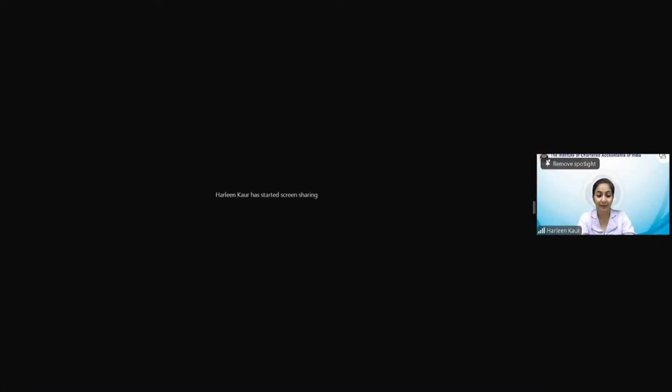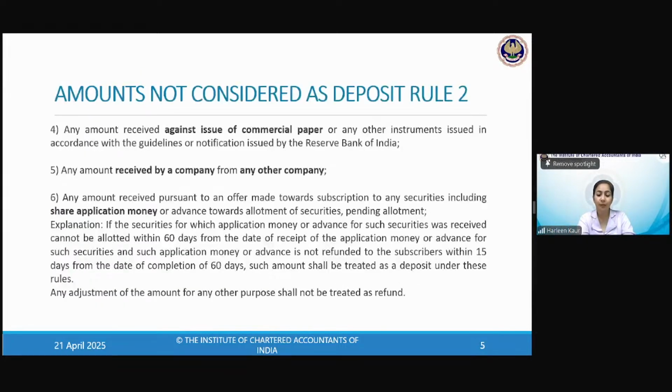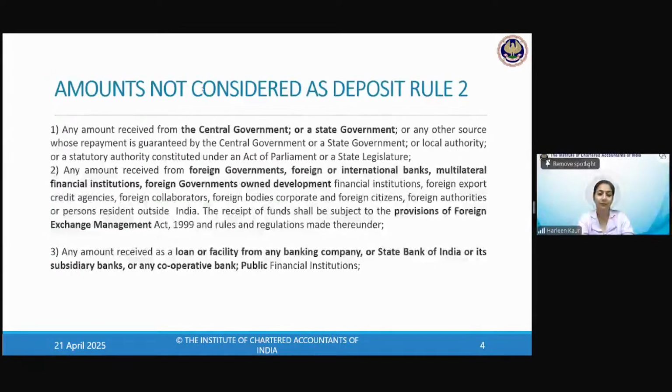Remember the way we discussed the definition of security, it was an inclusive one. So we have the space for including other things also. That means further things can also be added. All right, it can be secured, unsecured. Do we have to repay the deposit? Yes or no? The deposits are time barred or not? Yes, ma'am. Deposits are time barred. We have to do the repayment of the deposits.